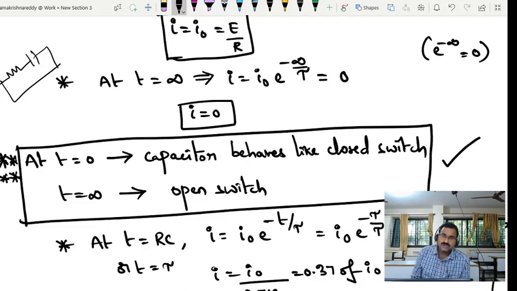At t equal to 0 in the growth of charge, the capacitor behaves like a closed switch. So when we want to solve the problem, we can directly draw it this way: the capacitor is replaced by a wire. This is only the closed switch concept.